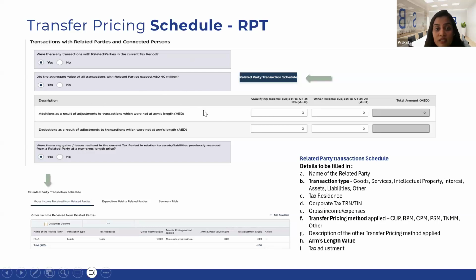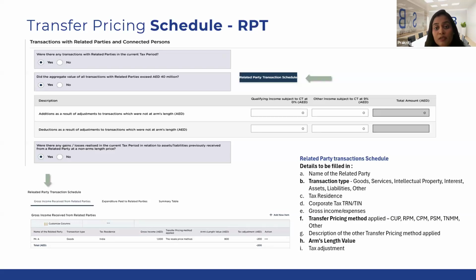threshold, even then, you see this section, which requires any additions or deductions required as a result of adjustment with the related party transaction. So for example, you have provided a loan to your sister concern, which is a related party. In that case, you need to charge an interest on that loan. However, you have not charged.